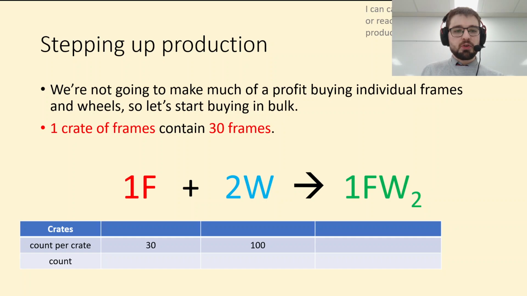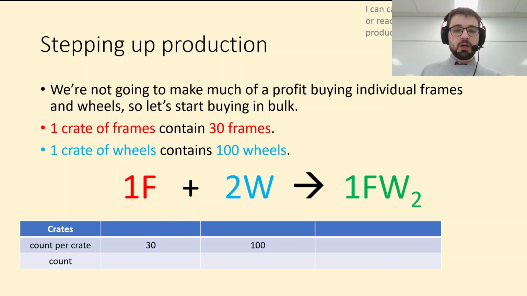So when we buy a crate of frames, let's just say that each crate contains 30 frames. So that, again, this is basically a ratio, right? So we're saying one crate has 30 frames. Well, there's a 1-to-30 ratio of the crates to the frames.